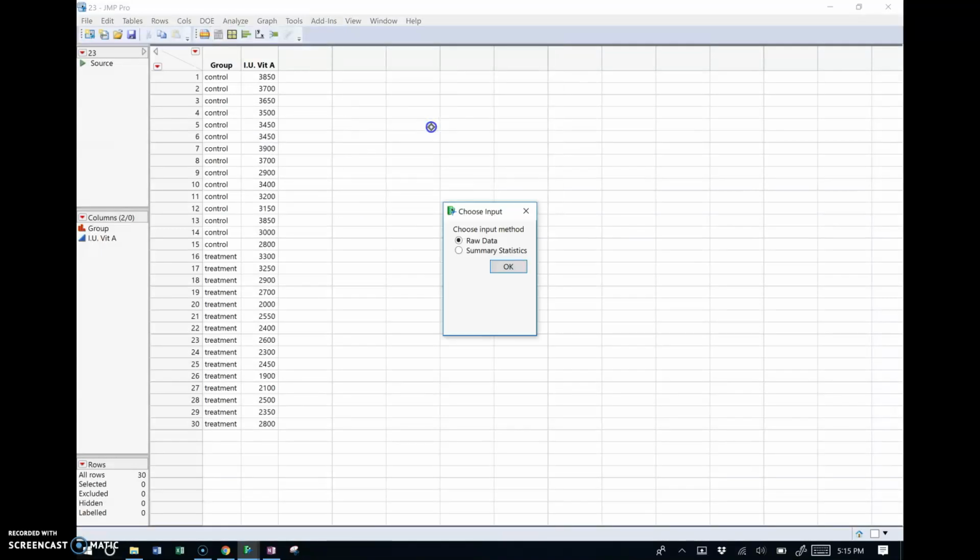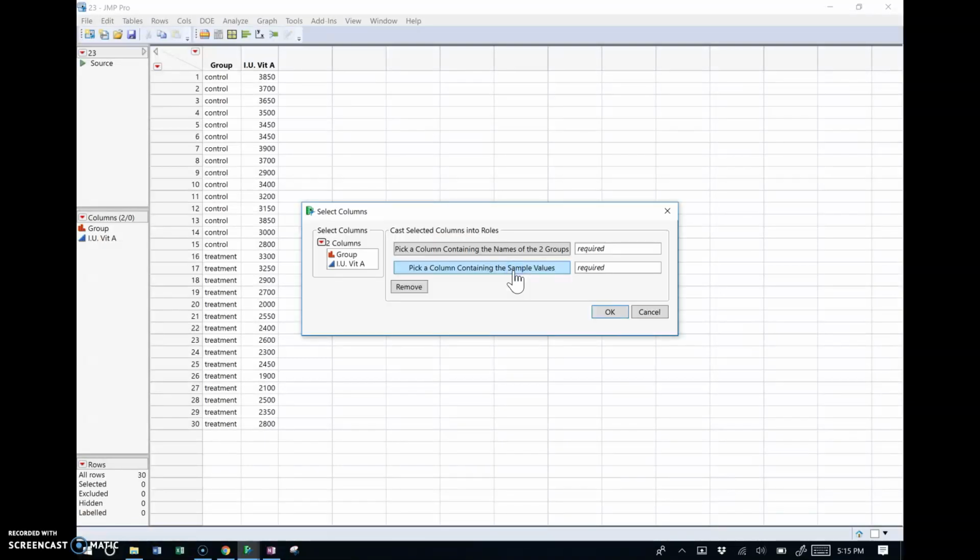So let's select that. All right, first thing it asks you, it's wondering, what are you giving me? Are you giving me raw data or are you giving me statistics? All right, well, we got the raw data. Pick a group containing the names. All right, so here we go. Group that has the names and tell me where the data is. Okay, so that's going to be the amount of vitamin A. Okay, so let's say okay.